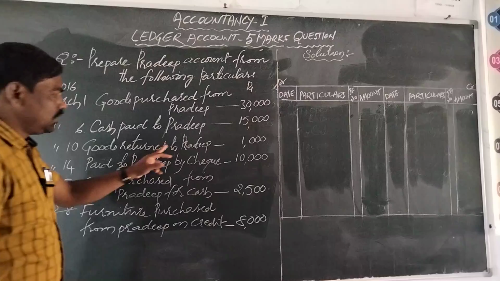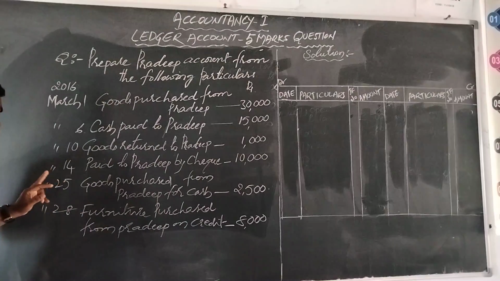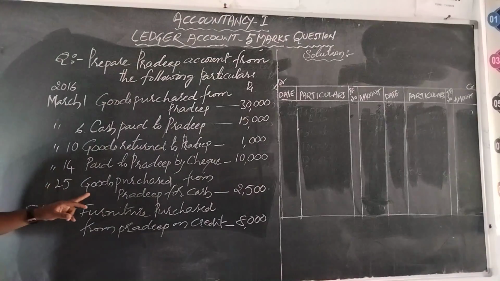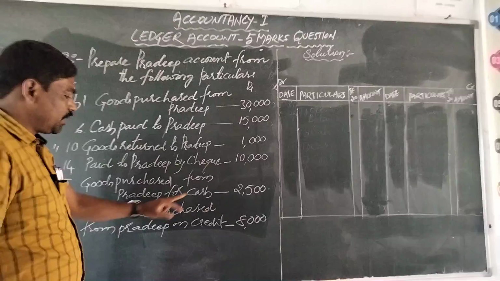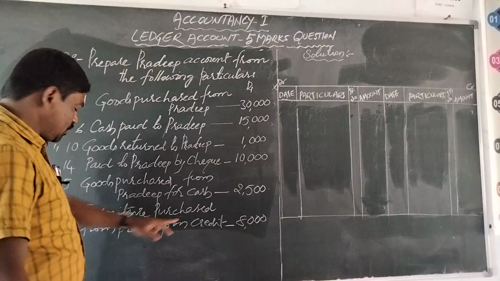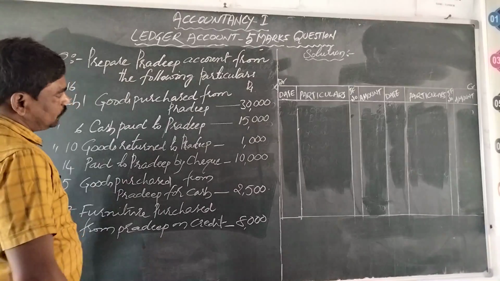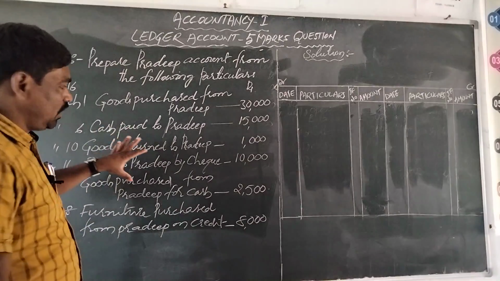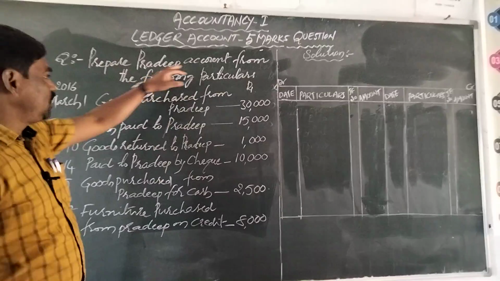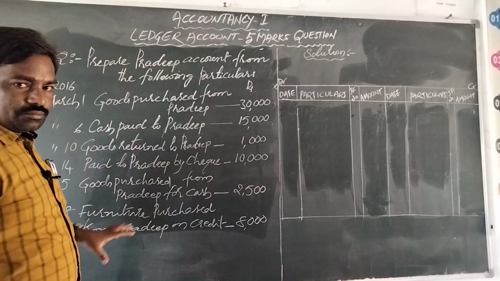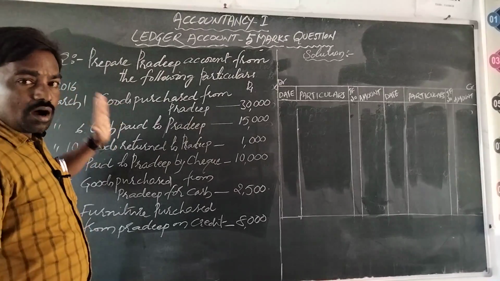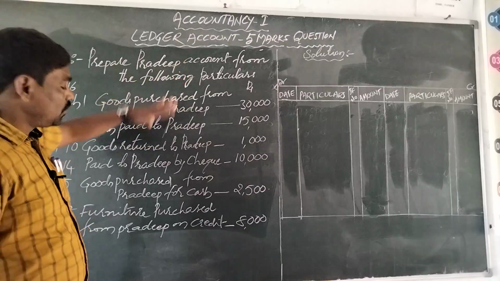March 10th. Goods returned to Pradeep 1,000. March 14th. Paid to Pradeep by check rupees 10,000. 25th March. Goods purchased from Pradeep for cash rupees 2,400. On 28th March. Furniture purchased from Pradeep on credit. So, these are the transactions related to Pradeep, and in this problem you are asked to prepare Pradeep account.